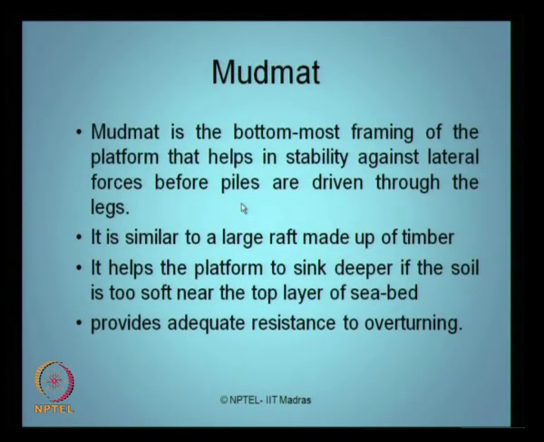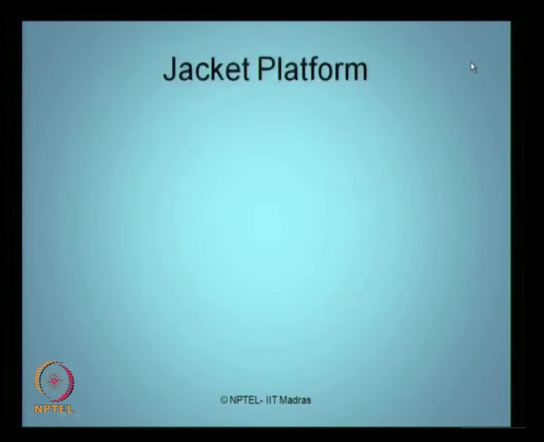Mud mat is a very important component, the bottommost framing of the platform that helps in stability against lateral forces. It is useful to create stability of the platform even before the piles are driven. It is similar to a large raft made out of timber. It helps the platform not sink deeper if the soil is too soft near the top layer of the seabed. The essential purpose of a mud mat is to provide adequate resistance to overturning during installation as well as in operation.